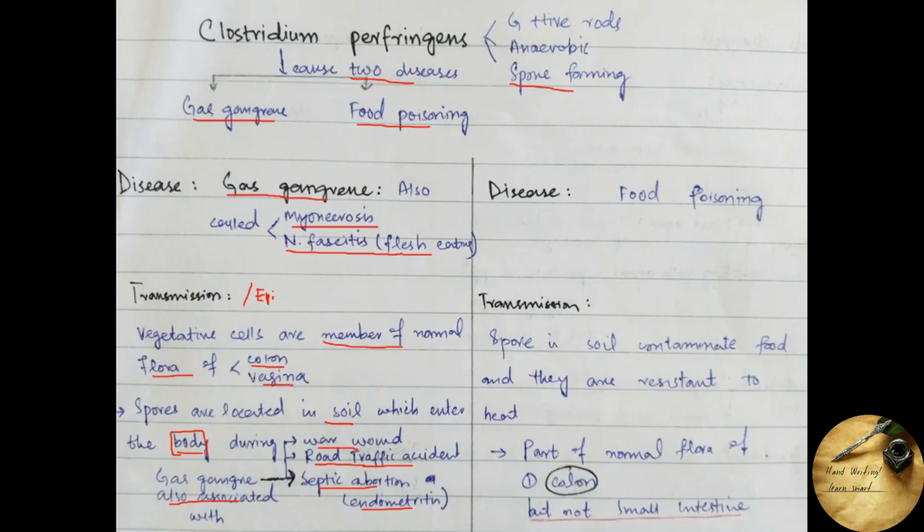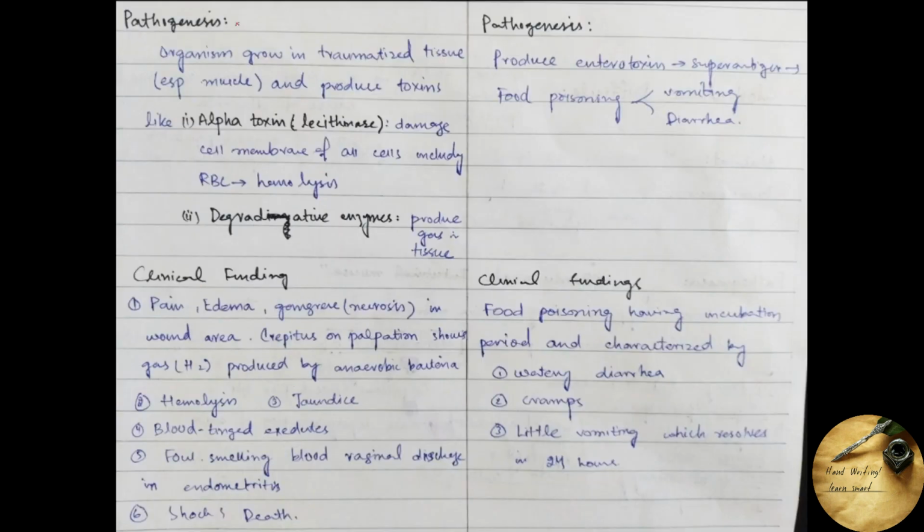How does it cause gas gangrene? What is the pathogenesis of gas gangrene caused by Clostridium perfringens? When Clostridium perfringens enters the traumatized tissue during a war wound or a road traffic accident, it produces toxins, which are alpha toxin, also called lecithinase, and degradative enzymes. The alpha toxin damages the cell membrane of all cells, causing tissue injury, and also causes hemolysis of the red blood cells, while degradative enzymes produce gas like hydrogen in the tissue.